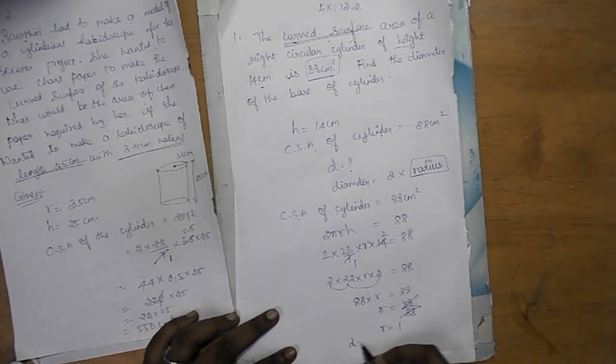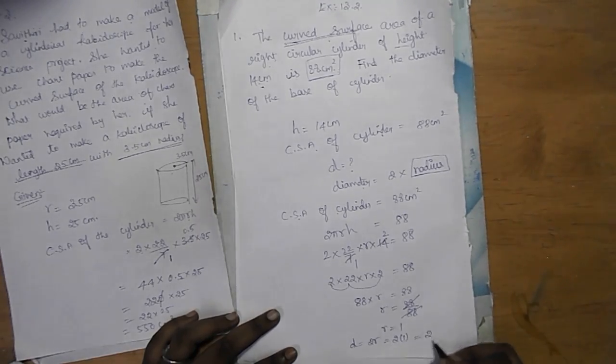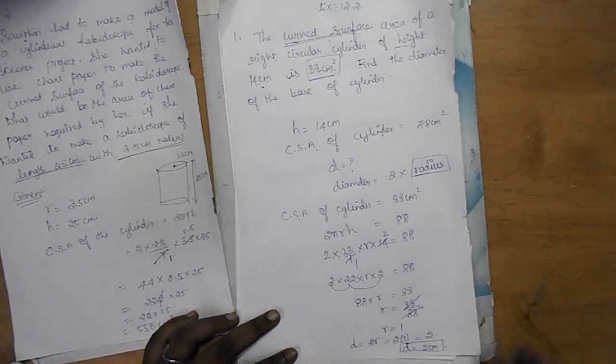So diameter equal to 2 times of R, that is 2 into 1. We get 2. Therefore diameter equal to 2 centimeter. This is the final answer. Okay. Next question number 2.